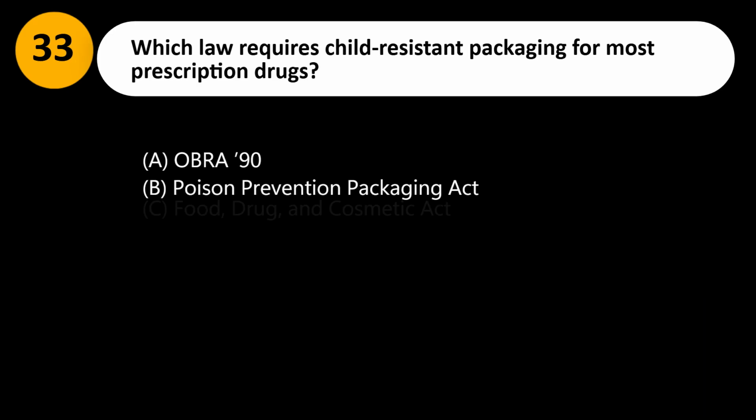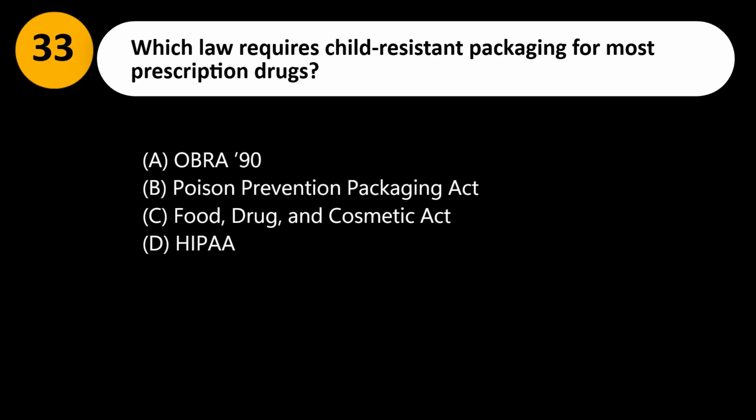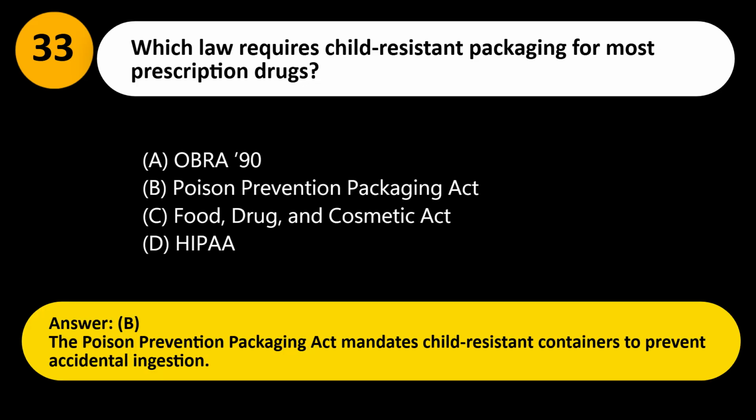Which law requires child-resistant packaging for most prescription drugs? A. OBRA 90. B. Poison Prevention Packaging Act. C. Food, Drug, and Cosmetic Act. D. HIPAA. Answer, B. The Poison Prevention Packaging Act mandates child-resistant containers to prevent accidental ingestion.